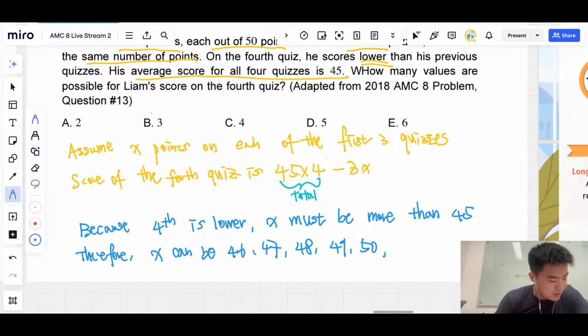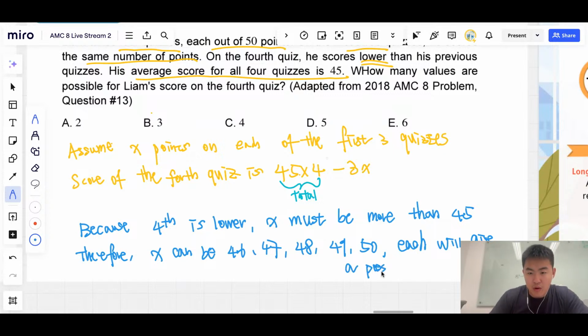Then each of these values will give, let me write it better, each will give a possible score for the first quiz, for the fourth quiz, right? Each will give a possible score for the fourth quiz.